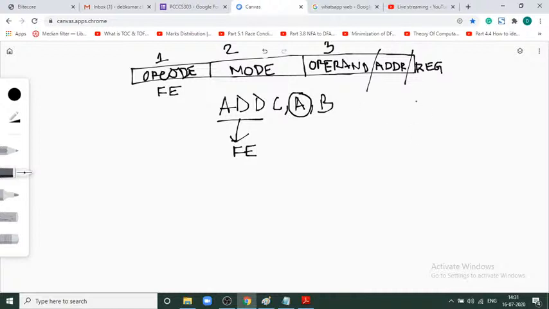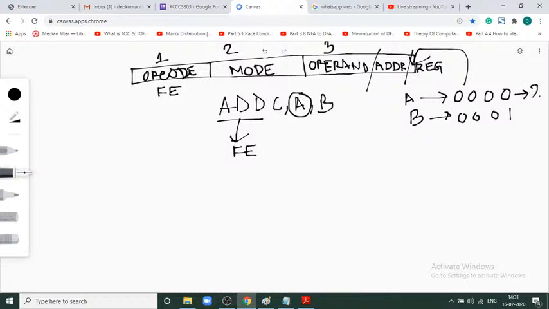Okay, so let me assume the address of the A register is 0000. Let me assume the address of the B register is, suppose, 0001. So these two addresses I need to store in the third field, because the third field will hold the register address where the data is stored. Now in the A register, suppose data value 2 is stored, and in the B register, suppose data value 3 is stored.